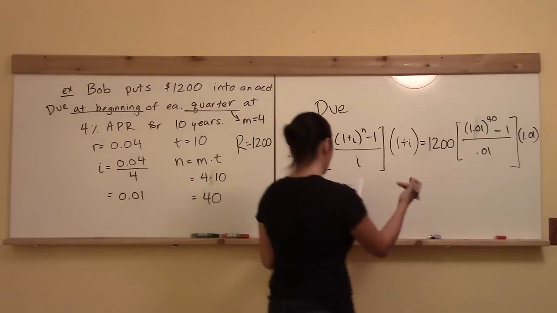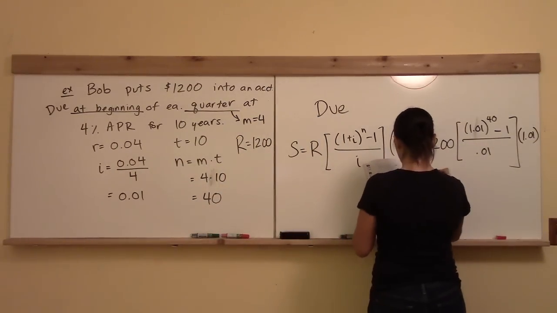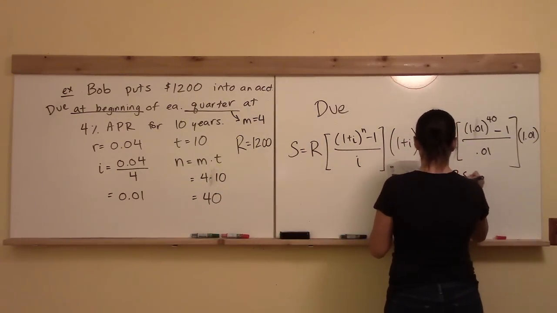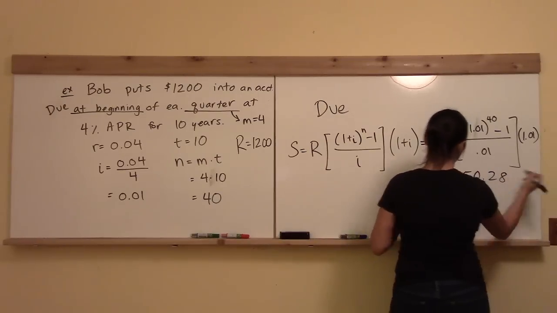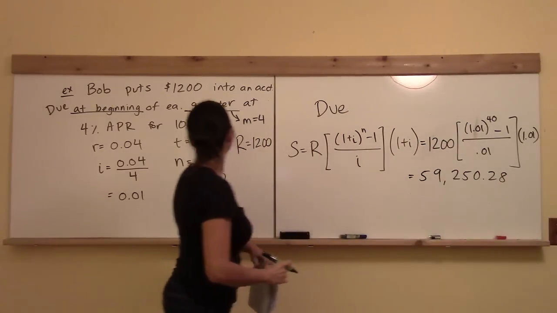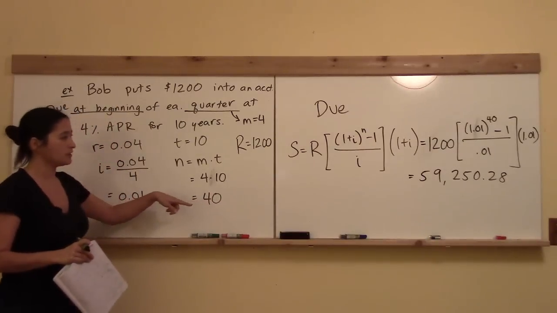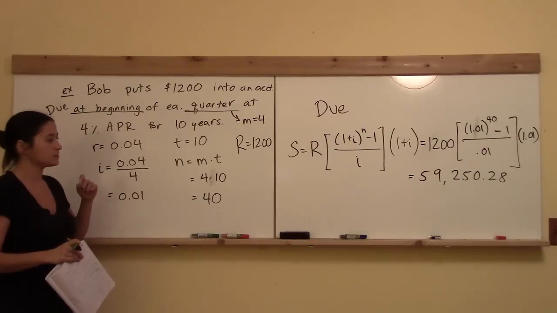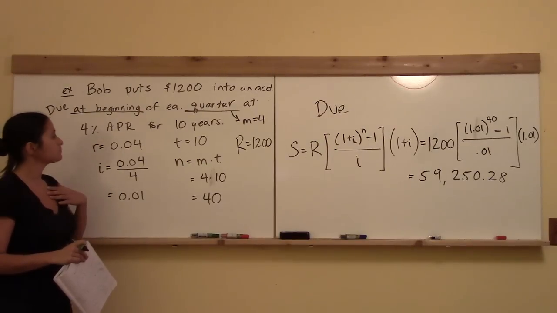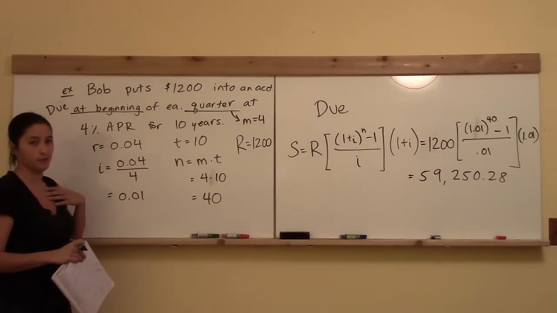And make sure that you get that money. It's $59,250.28. Good job, Bob. So that's a lot of money that Bob has saved in his account. But another question that I might ask actually is how much interest did Bob earn?